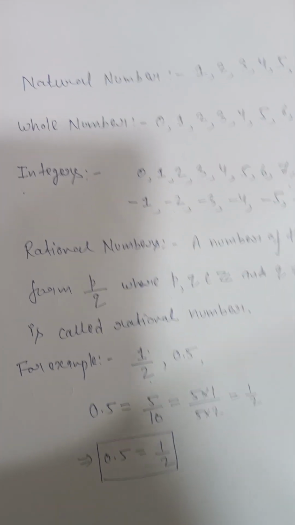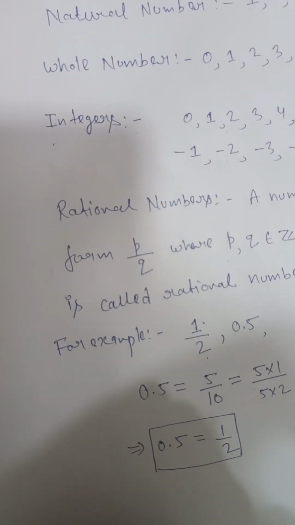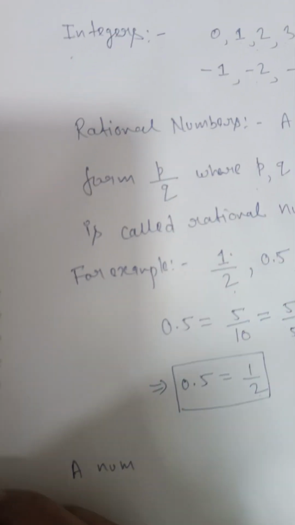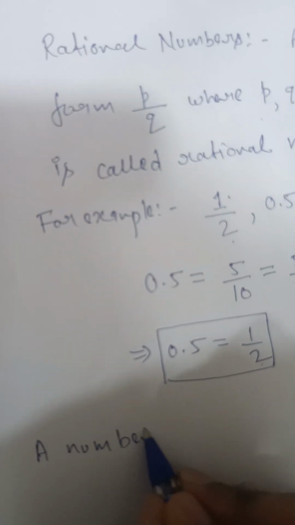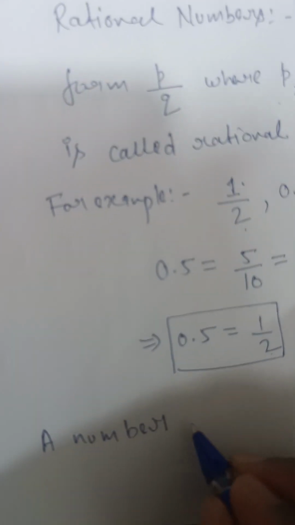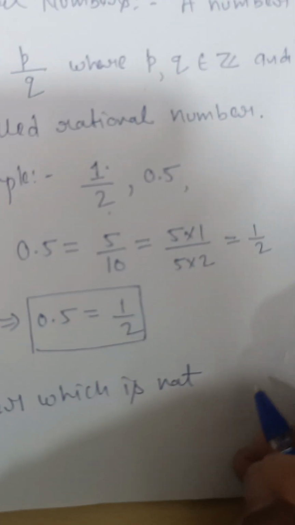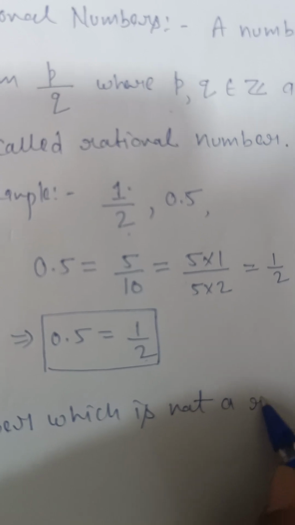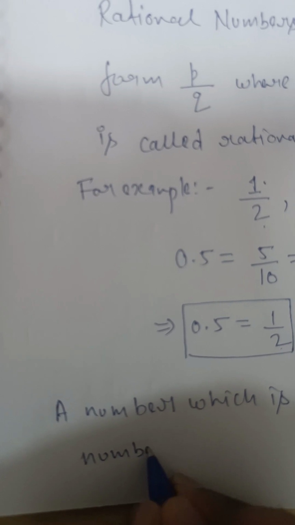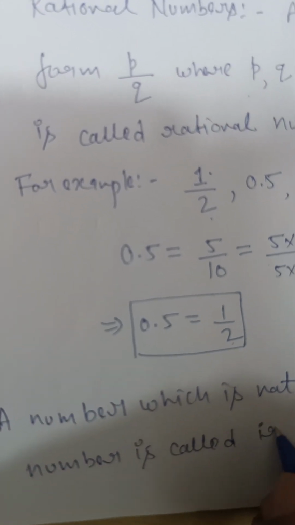Okay, now any number which is not a rational number is called an irrational number. So a number which is not a rational number is called irrational.